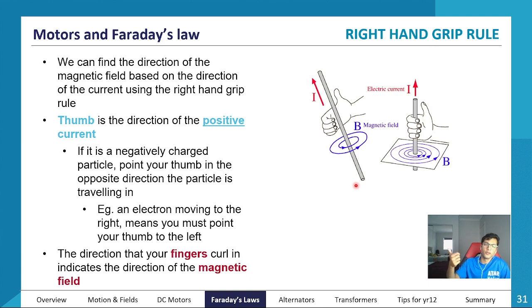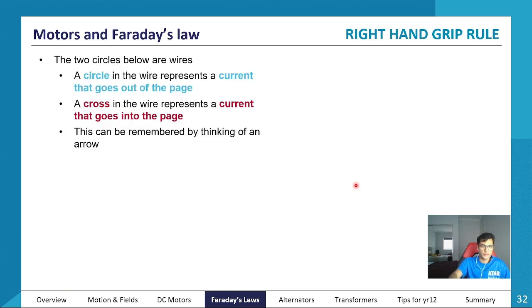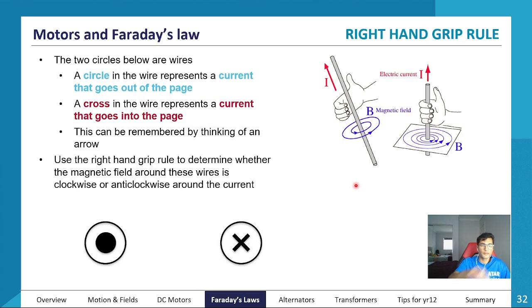It's either called the right hand thumb rule, or some people like to call it the right hand grip rule. Cool. So on this diagram, we can see the magnetic fields, and we can see how it's going around the copper wire.